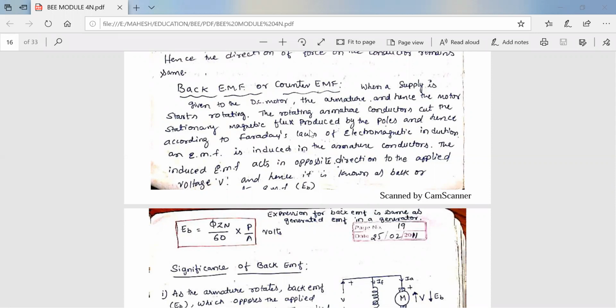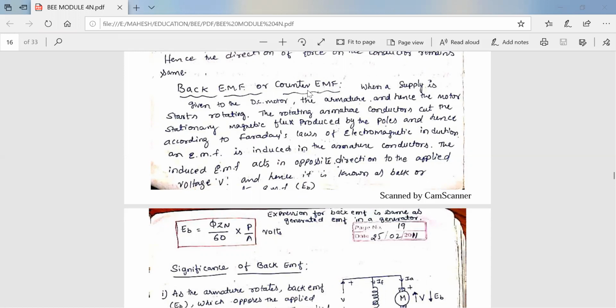In the previous unit we have seen that a DC generator converts mechanical energy into electrical energy. So here the DC motor will do the reverse function of the DC generator. It is going to utilize the electrical energy and convert it into mechanical energy. And the EMF generated in the DC motor, we call it back EMF. So why is it called back EMF or counter EMF?